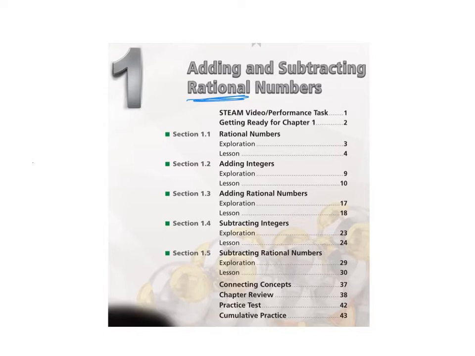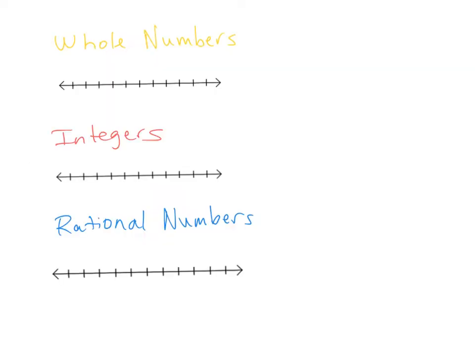Section 2 is adding integers, adding rational numbers, subtracting. So basically this is just adding and subtracting. And to this we're adding numbers on the negative side. So that's what we're going to learn about how that is. But that's basically what you're learning: how to add, subtract, multiply, and divide all the numbers you already know how to do, plus negative numbers. So let's look at some of those numbers.